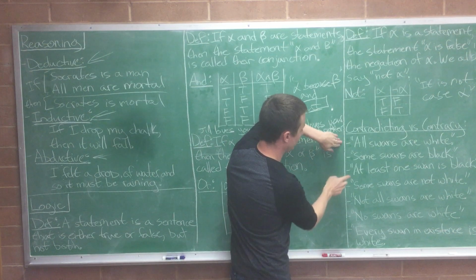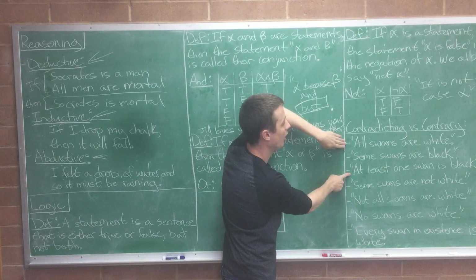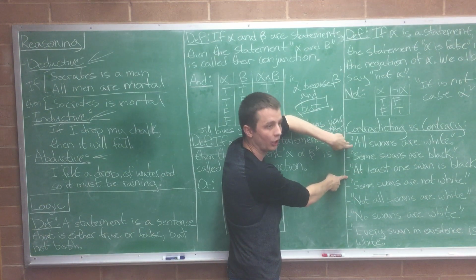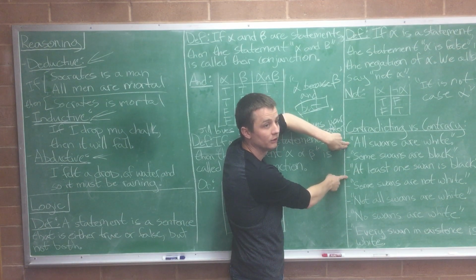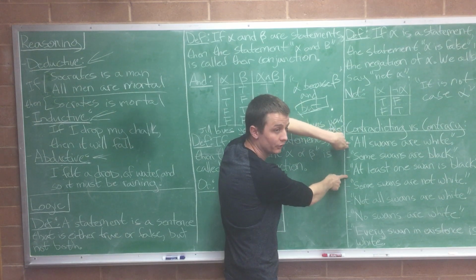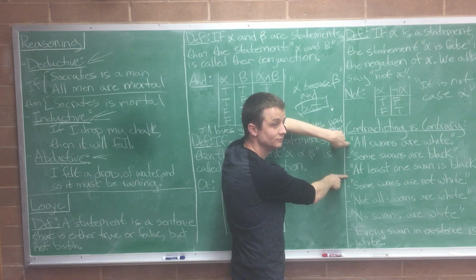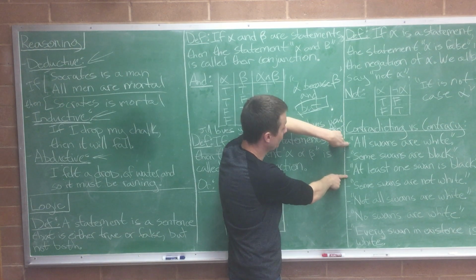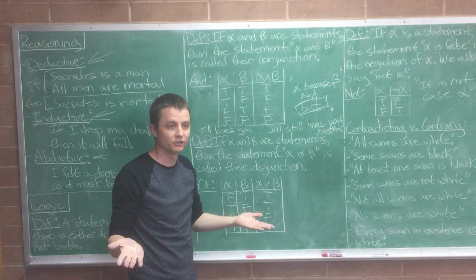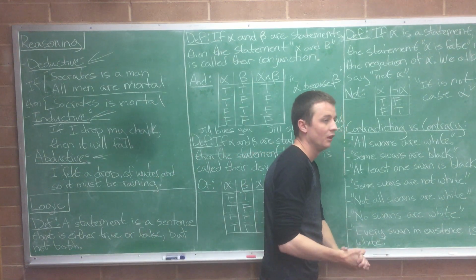Okay, so we're always going to be comparing with this top statement. Let's look at this one paired with this one. All swans are white, at least one swan is white. Are those contradicting or contrary? Contrary. What if we live in a world with only yellow swans? Oh, okay. Is anyone getting confused by the fact that we don't live in a world that has only yellow swans? Because maybe there's a point that we need to drive home a little bit.